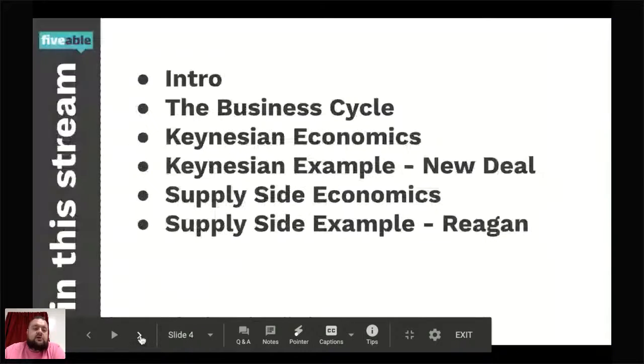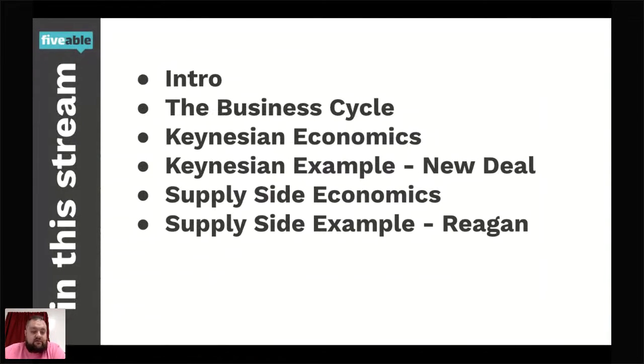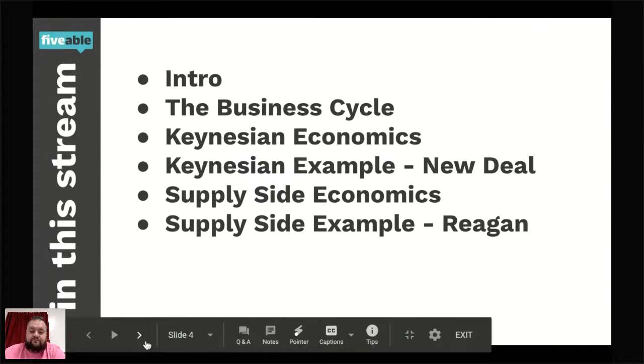Okay, so what are we going to do in our cast tonight? We're going to look at something called the business cycle first, because I think it's really hard to understand economics, fiscal or monetary, if you don't understand the business cycle. Then we'll look at the Keynesian side, and I'm going to give you an example using the New Deal under FDR, and then we'll look at the supply side, and I'll give you an example using Ronald Reagan.